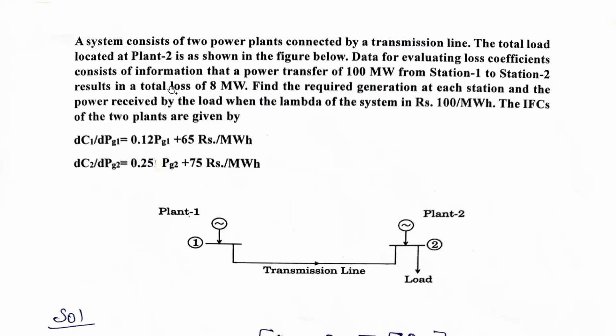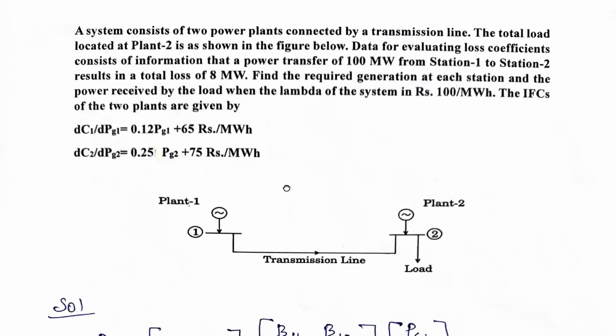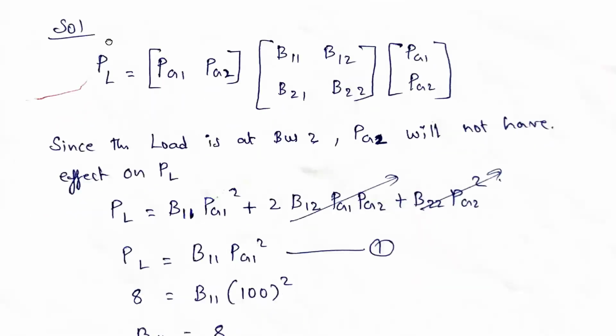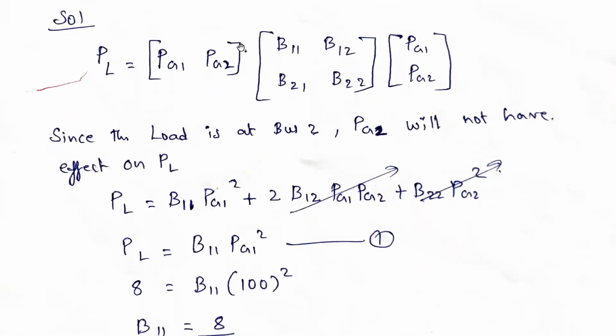By seeing this problem itself, they clearly gave data for evaluating the loss coefficients. So we need to understand the losses before solving the problem. The solution goes like this. The power loss equation is PL equal to [PG1 PG2] times the matrix B11, B12, B21, B22 times [PG1 PG2] transpose. So you need to multiply this.